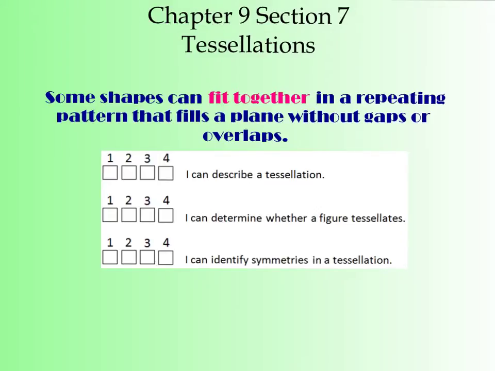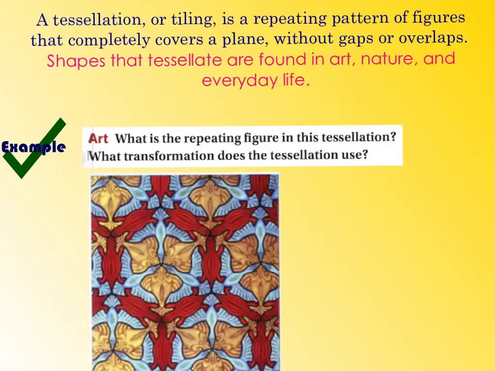So 9.7 is the last section of the chapter, and we're finally getting to tessellations, which is what we started out with. And tessellations are going to combine everything we've learned about so far, the rotations, the reflections, translations, etc. And so we're going to be looking at how we can describe a tessellation, also determining whether a figure tessellates, and identifying different symmetries that exist within a tessellation.